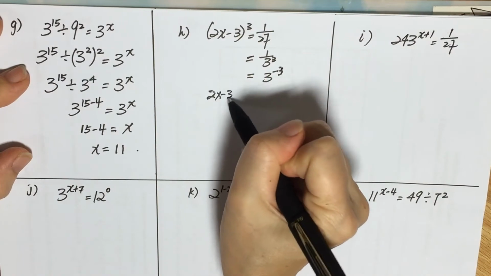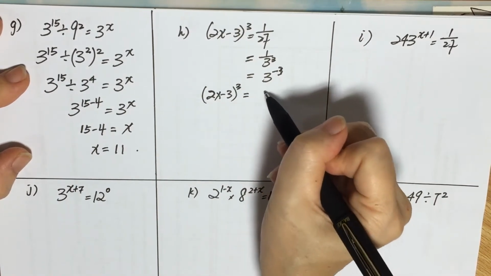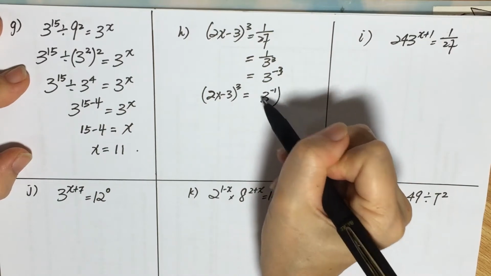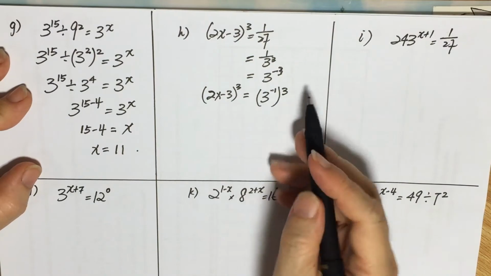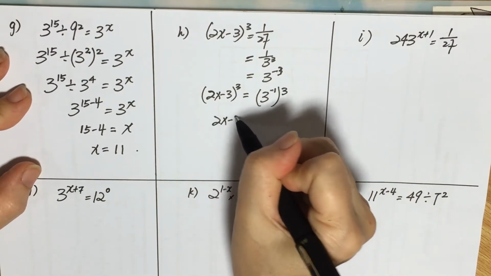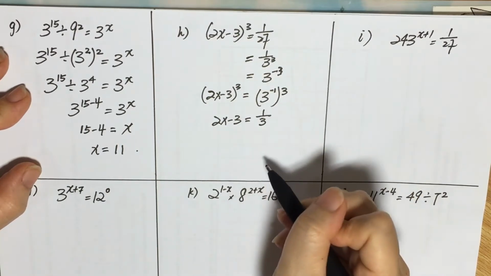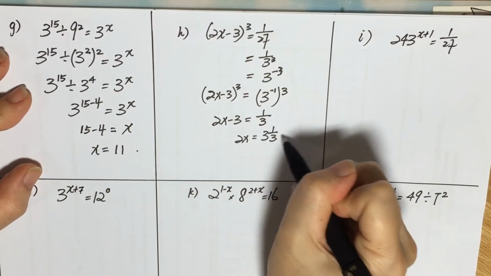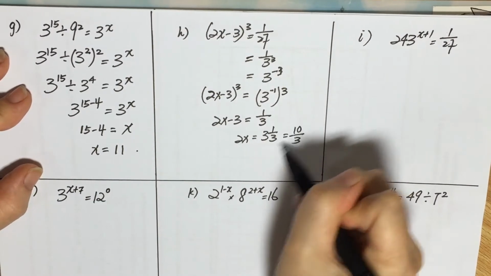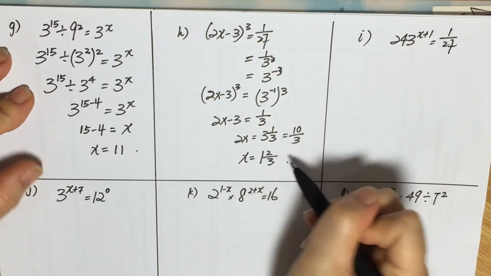So we are going to change the 3 to the power of negative 3 to be 3 to the power of negative 1, to the power of 3. So now can you see that the powers are the same? So 2x minus 3 will be equal to 3 to the power of negative 1, which is 1/3. So 2x equals 3 and 1/3, which is actually 10 over 3. So x is equal to 5 over 3, which is 1 and 2/3.